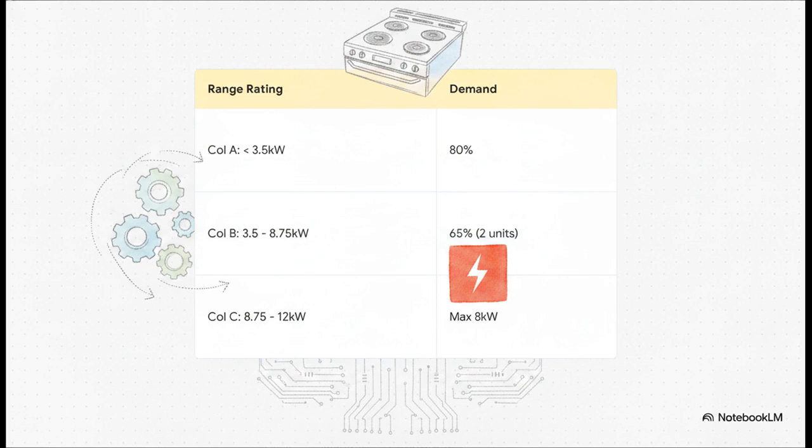Speaking of cooking equipment, let's look at Table 220.55 for household electric ranges. I know it looks notoriously intimidating, but let's simplify it right now. Columns A and B, those are just percentages. You apply those percentages directly to the nameplate rating of the appliances, but column C is completely different. It is a hard kilowatt rating. For example, the maximum demand for a standard 12 kilowatt range in column C is simply a flat 8 kilowatts.